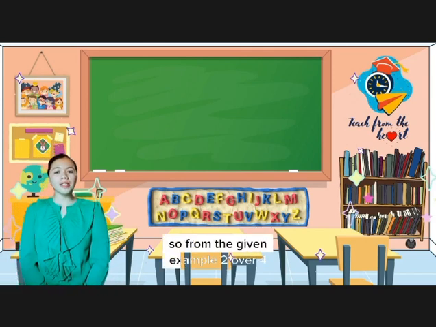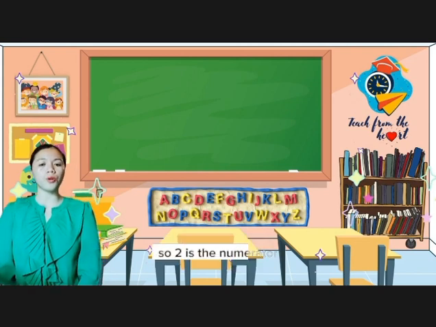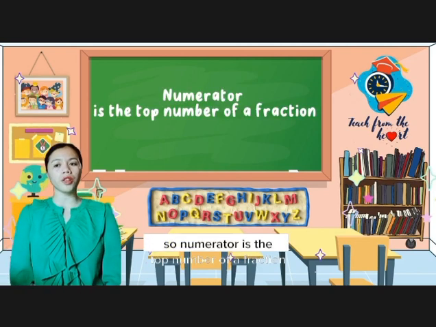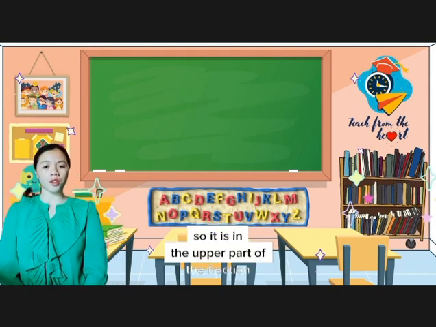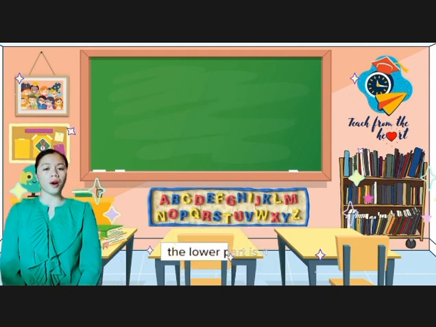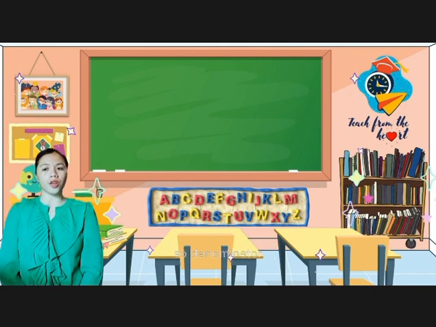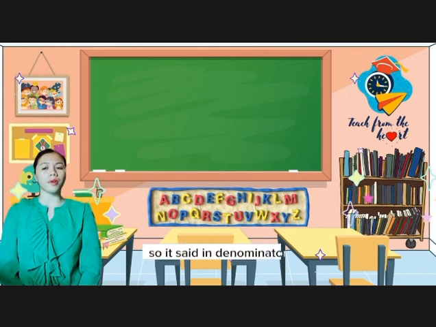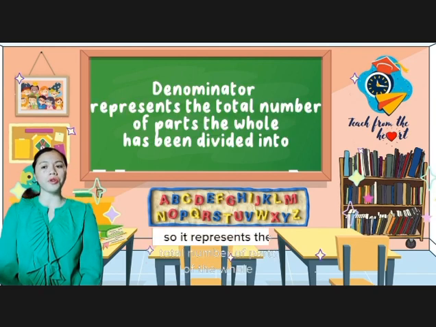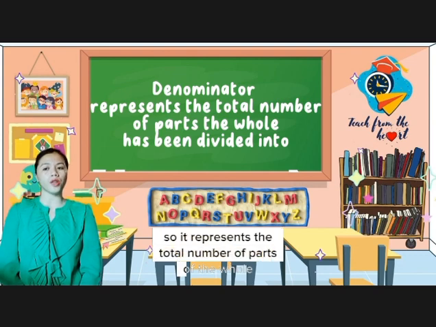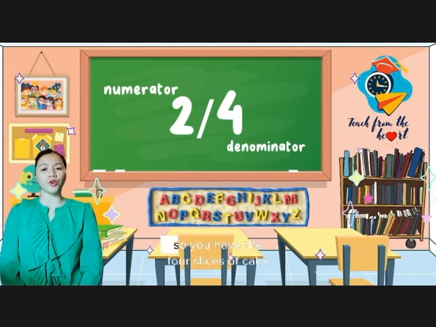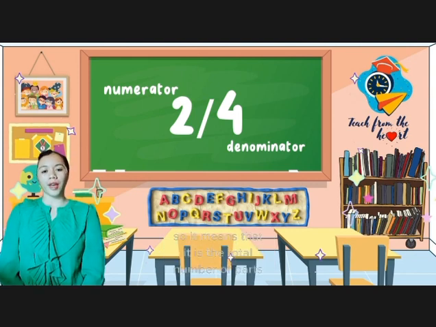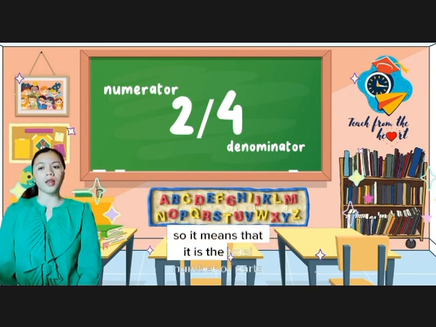From the given example, 2 over 4, 2 is the numerator. The numerator is the top number of a fraction, in the upper part of the fraction. The lower part is 4. It's the denominator. It represents the total number of parts of the whole that has been divided. For example, it is 4, so you have the 4 slices of cake. It means that it is the total number of parts.